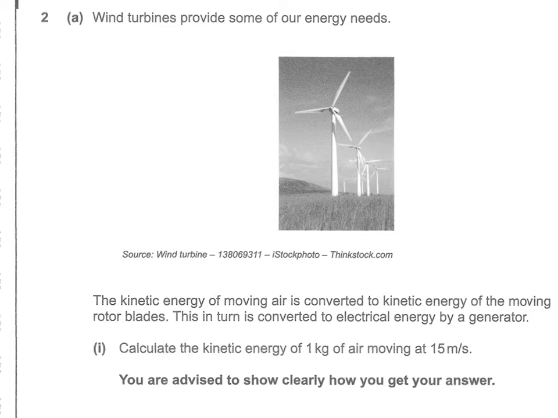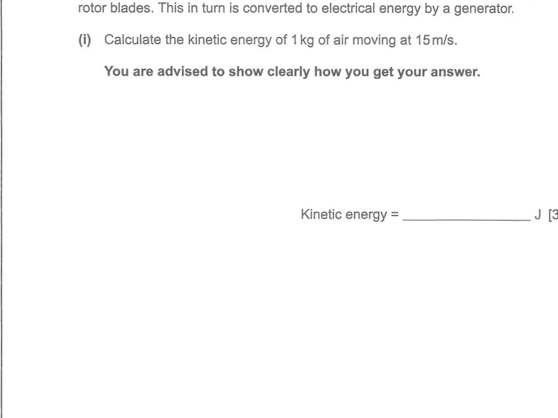So this will be just using our kinetic energy equation. Kinetic energy is a half times the mass times velocity squared. Okay, so a half times 1 kilogram times 15 squared. And that comes to 112.5 joules.